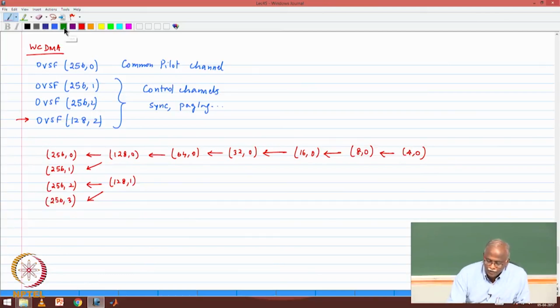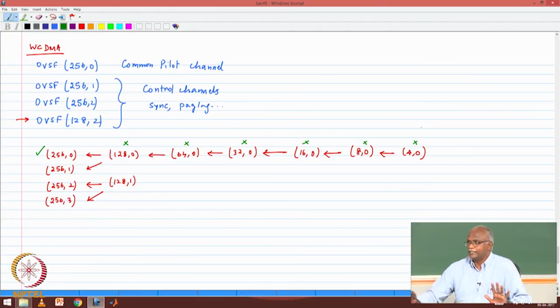Now, very important to note: when you assign 256,0, when you say that's for the common pilot channel, that automatically eliminates all its predecessors. X means that they cannot be used in that system, in the wideband CDMA system. That's the OVSF rule, right? Can 256,1 be used? Why? Because it is neither a predecessor nor a successor. Okay? So this is okay.